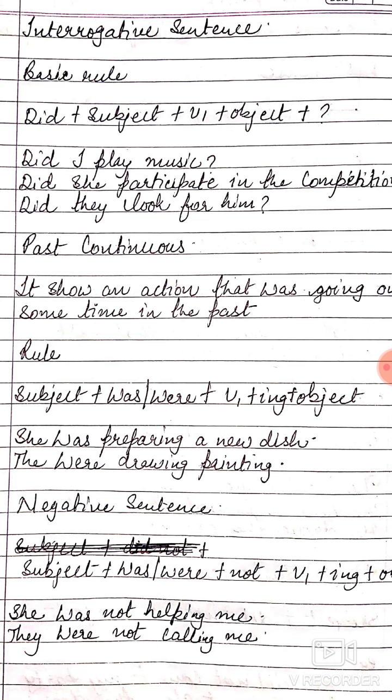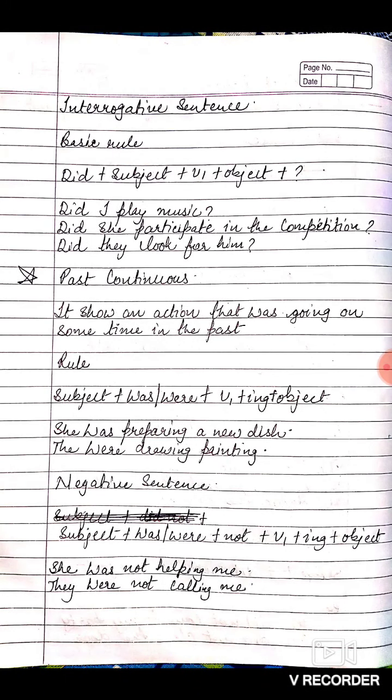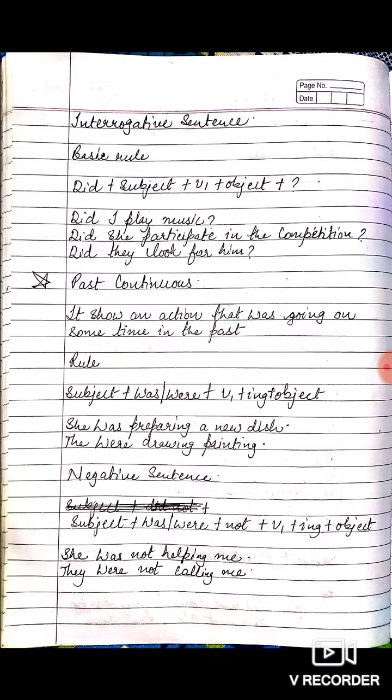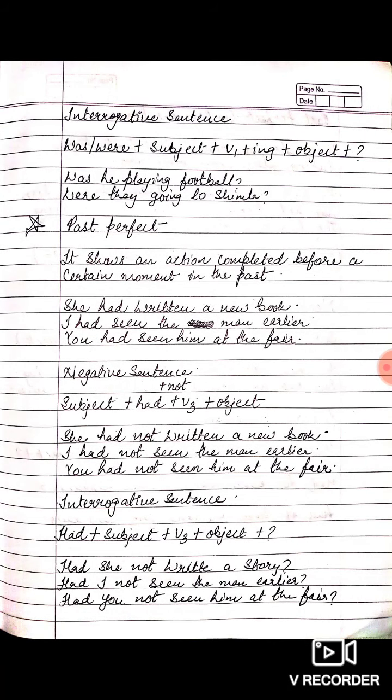They were not calling me. So they were not calling me. It's a negative one. Simply we have introduced were along with the plural they. Okay, now we'll learn interrogative sentences. Simply, it's so simple. Let's look at the rule we have.